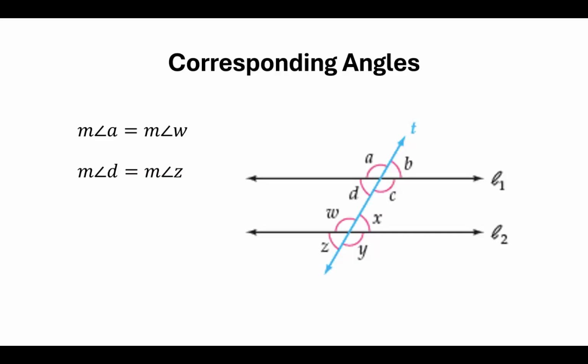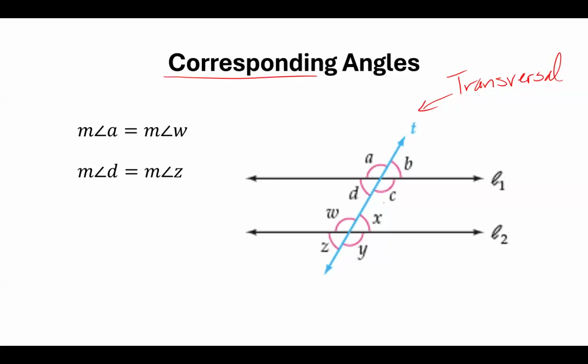The next type of angles are created when you have two parallel lines and one line that crosses both of those parallel lines. We usually call this a transversal line. Transversal. And observe that you create 8 different angles and they're represented with letters A, B, C, D, W, X, Y, and Z.